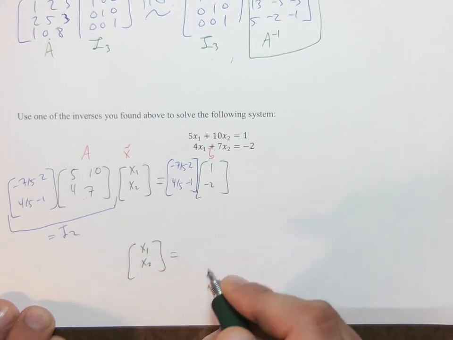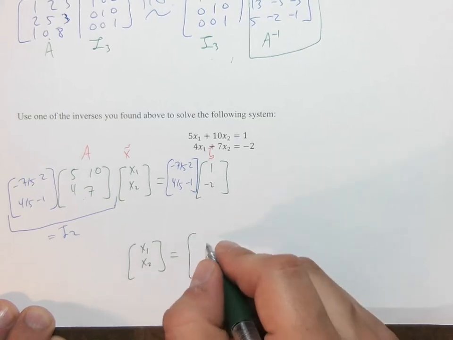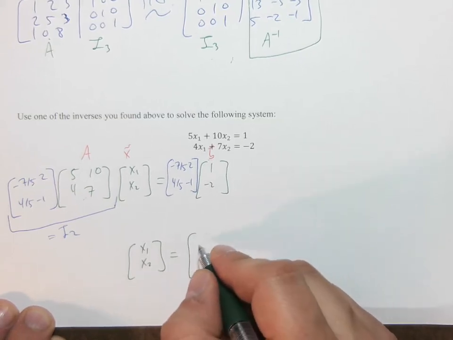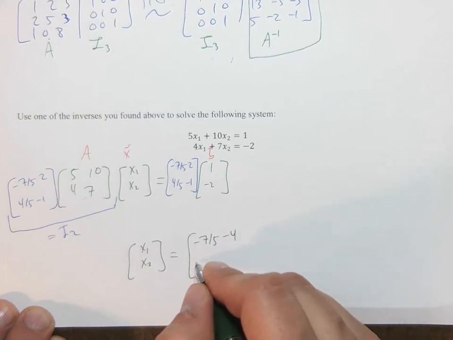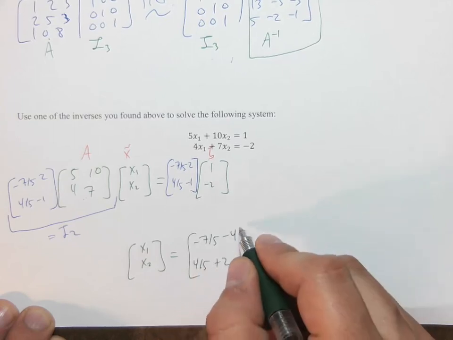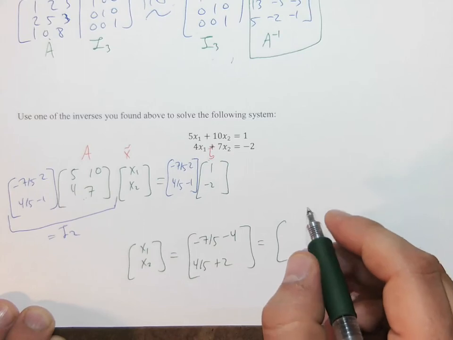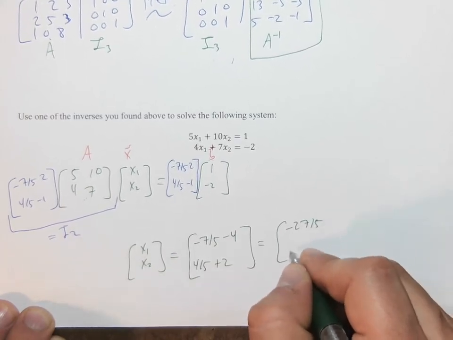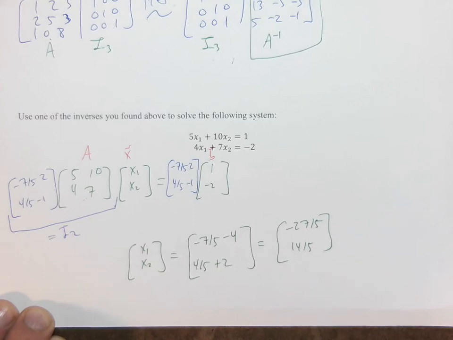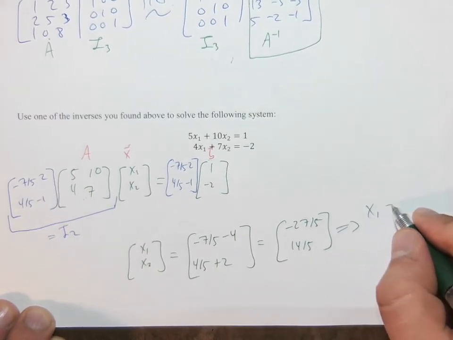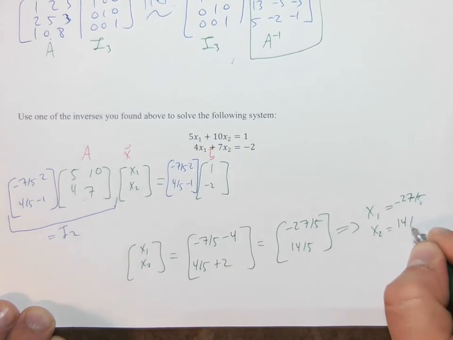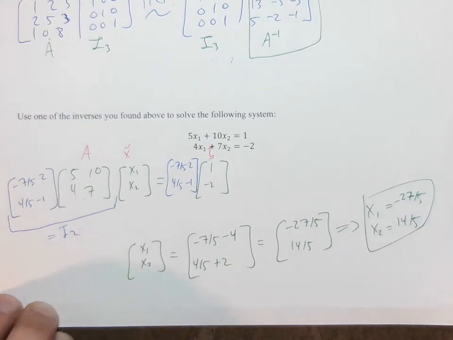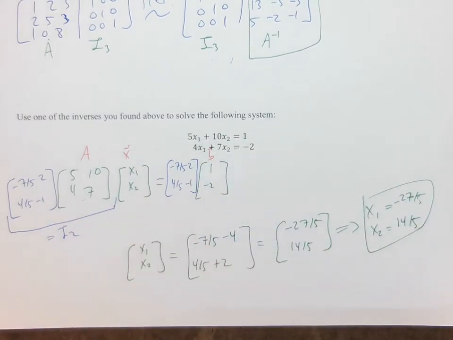x1, x2 equals those two things multiplied, which is going to be, let me just do the details, minus 7/5 minus 4, 4/5 plus 2. Do that addition or subtraction, and we get this. Right? In other words, x1 is minus 27/5, x2 is 14/5. And we've done it with 2 by 2s a couple times solving the system, but again, it works for any size system and can actually be a really good way to solve systems in certain cases.